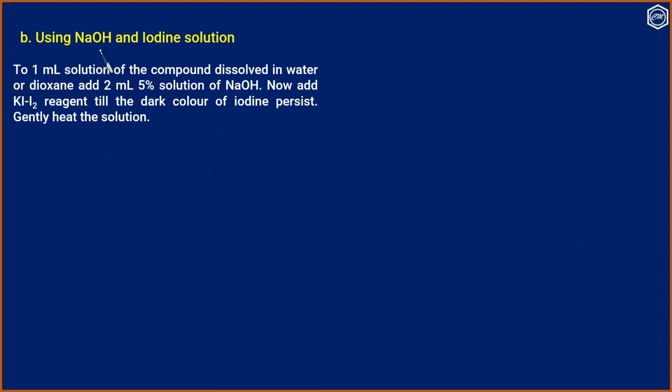Another method to prepare iodoform is using sodium hydroxide and iodine solution. To 1 ml of the given substance, we add 2 ml of 5% solution of sodium hydroxide. If the given substance is a solid, we dissolve it in water or dioxane. Now we add potassium iodide iodine reagent till the dark color of iodine persists.